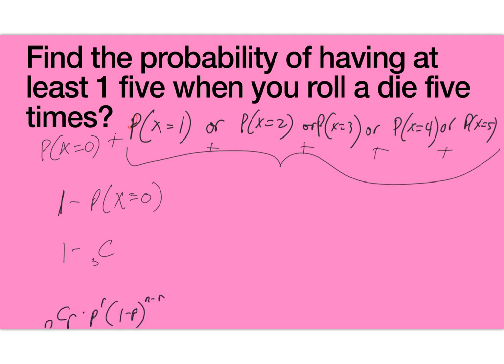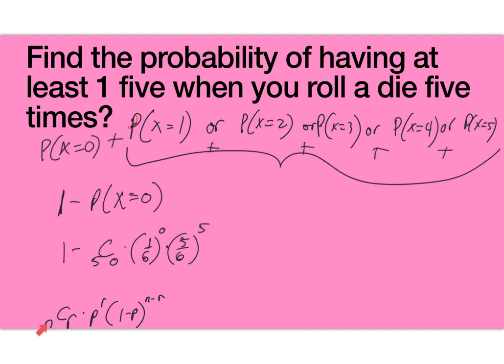My n is 5 times. I'm rolling a dice 5 times. I want there to be 0 successes. I want no 5s. Times the probability of success. Getting a 5 is 1/6. That's to the 0 power. Then 5/6. I want all of them to be not 5s. Nope, not 6. 5.